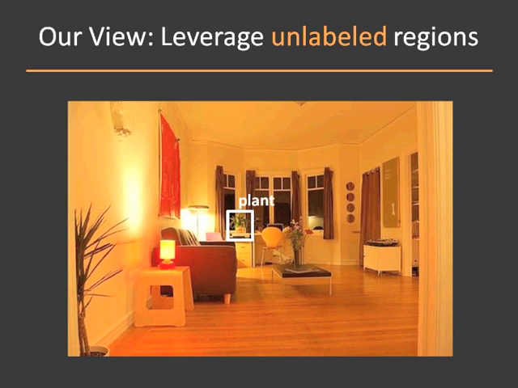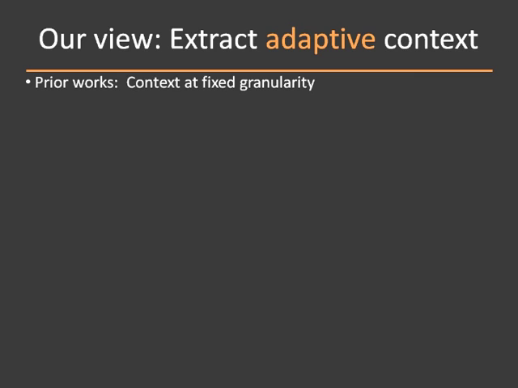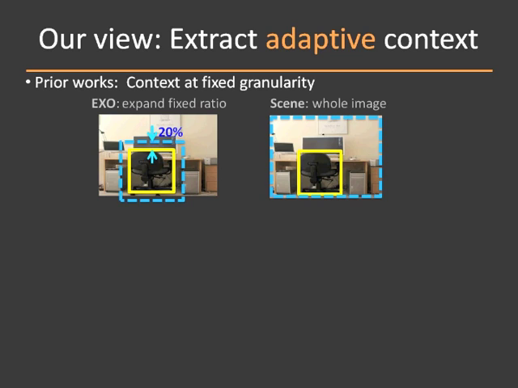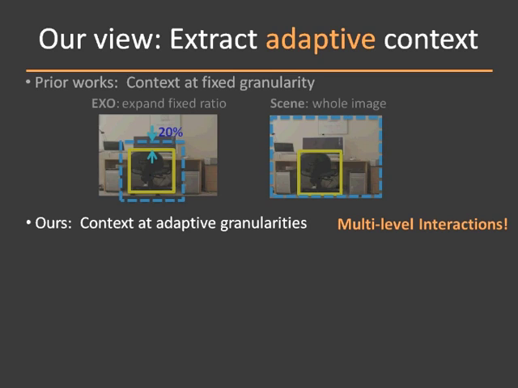Therefore, in this work, our goal is to effectively leverage the unlabeled regions to extract contextual cues relevant to the object of interest. This is an example result of our work that automatically discovers a consistent contextual region for the object plant. Some prior works do utilize these unlabeled regions. They do so mainly by expanding the object bounding box with a fixed ratio or using the whole scene. However, the granularity of the context can vary across different categories, or even within categories under different scenarios. In our work, we extract context at adaptive granularity, which results in capturing multiple-level contextual interactions.